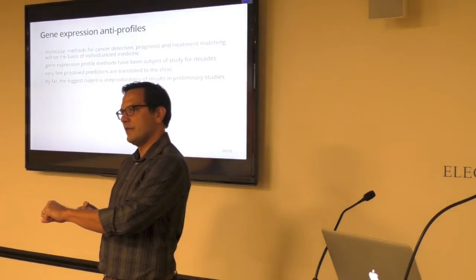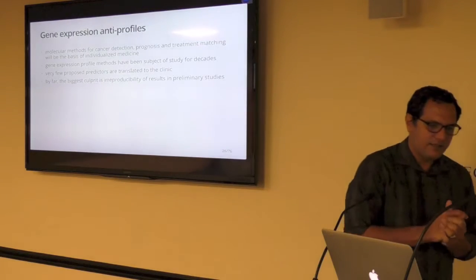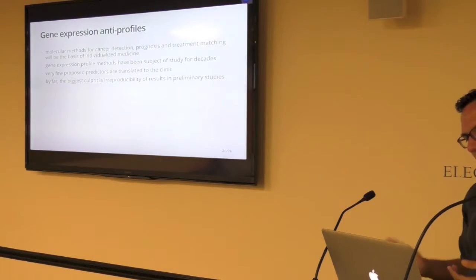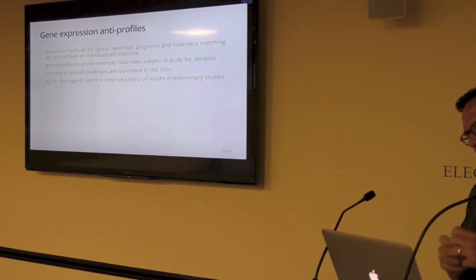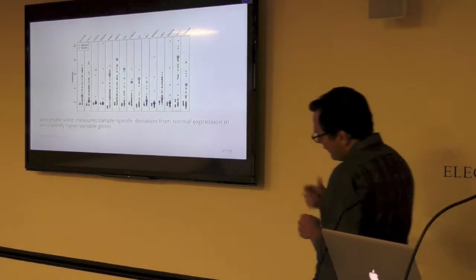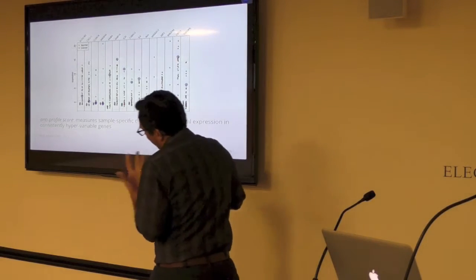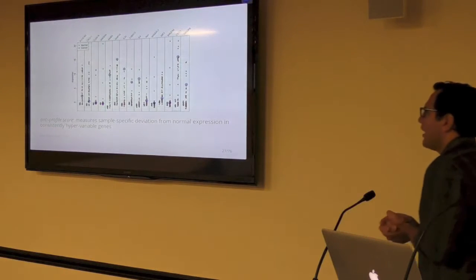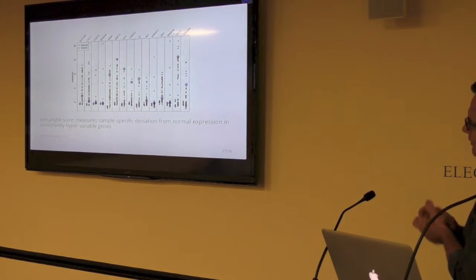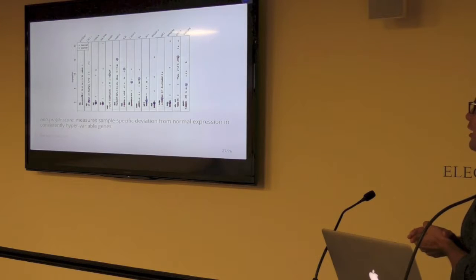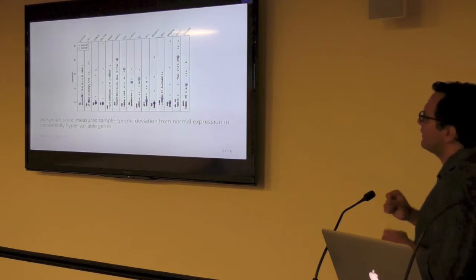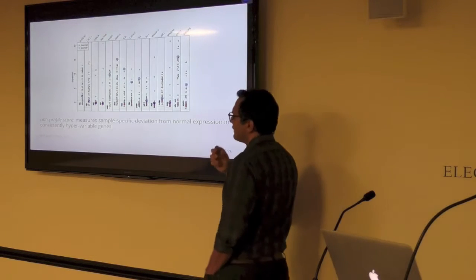It's extremely low. So part of why these profiles have not been successful in the clinic is we're trying to capture consistent differences between samples over measurements that are hypervariable. So we thought, well, how can we use these ideas to do some predictive work? So we came up with this very simple method. We called it an anti-profile score. What we're trying to do is measure sample-specific deviation from normal expression within these consistently hypervariable genes.